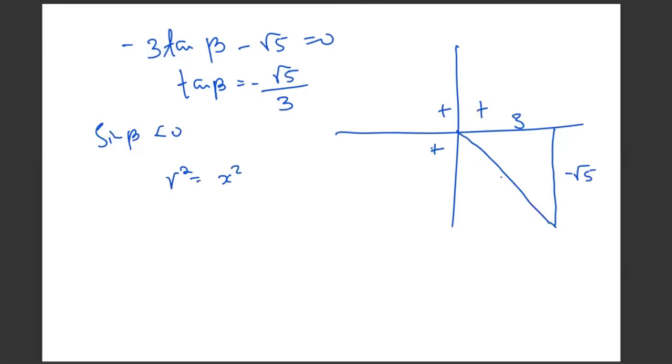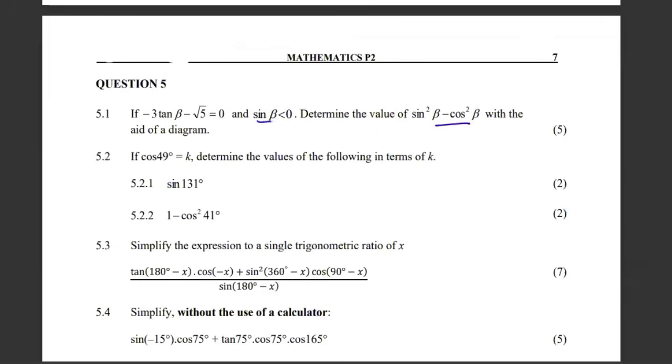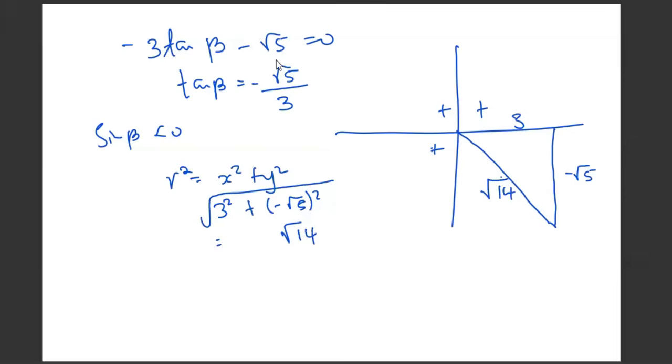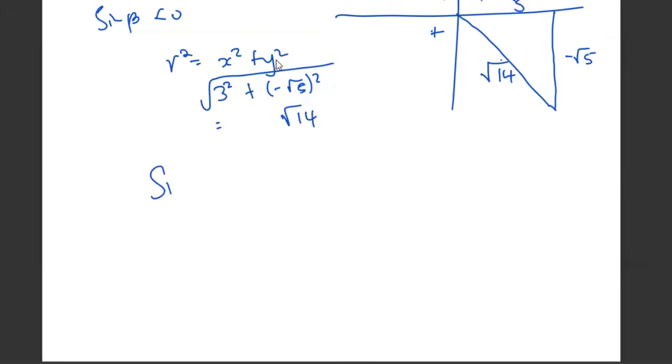That's going to be x squared plus y squared. So 3 squared plus negative root 5 squared under square root. So 9 plus 5, which gives me 14. So this is going to be square root of 14. Okay. What does the question want? Sine squared minus cos squared. So we have sine squared beta minus the cos squared beta.